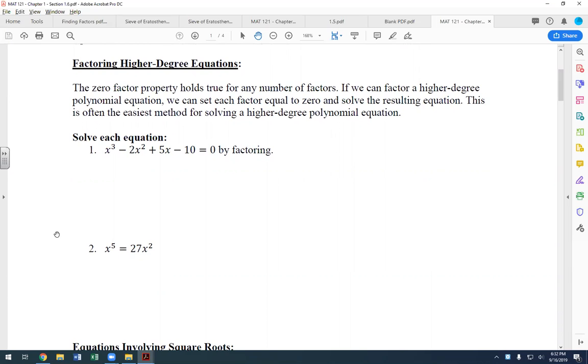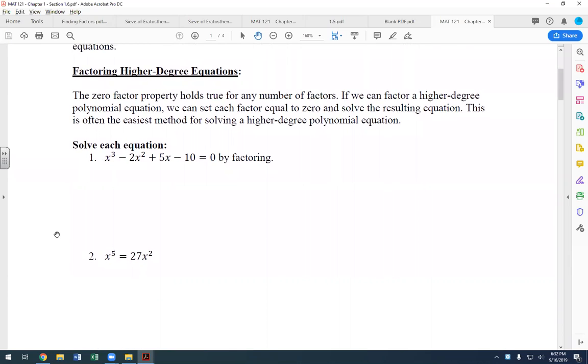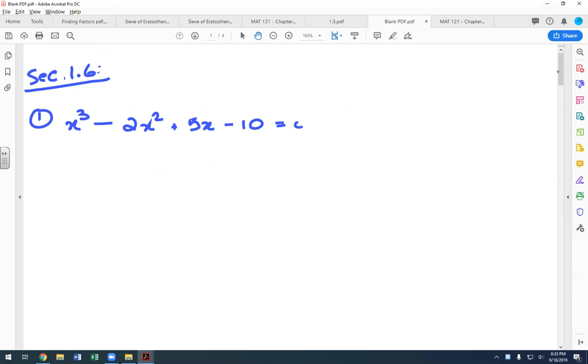Yes, you are actually going to factor them by grouping. So we will go ahead and group the first two terms, and we will group the last two terms. So let's see how we can actually go about solving this guy. So we've got x to the third power minus 2x squared plus 5x minus 10 equals 0. Group the first two terms, group your last two terms.